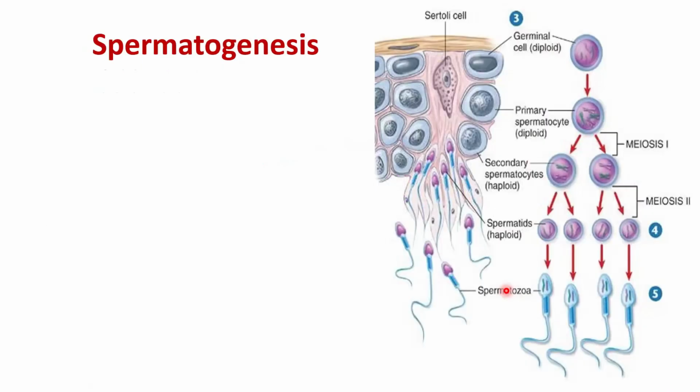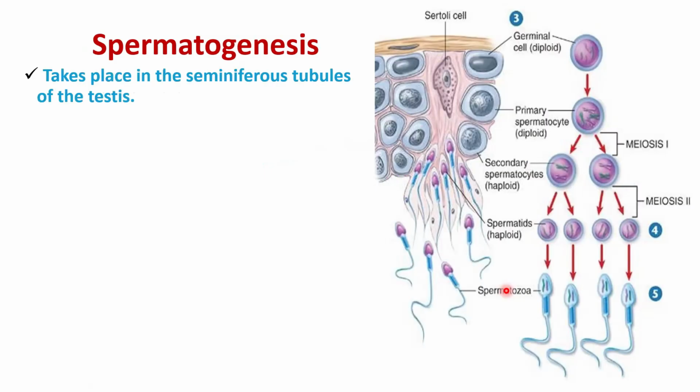We go to spermatogenesis. Spermatogenesis, of course, is the process of formation of sperms. In males, it takes place in the seminiferous tubules. So what you are seeing here is actually seminiferous tubules of the testes. The supporting cells will be the Sertoli cells. You can see here we have Sertoli cells, which are the supporting cells of spermatogenesis.